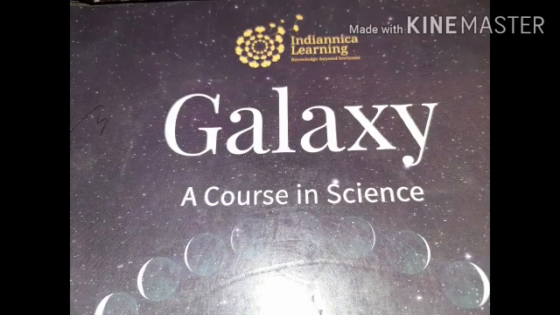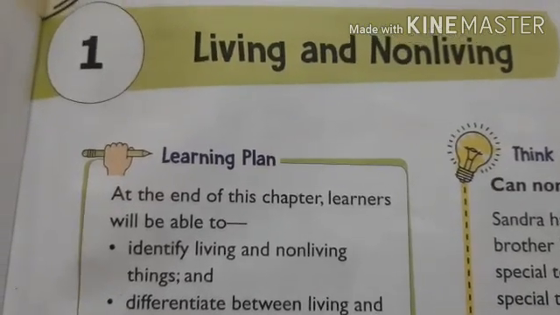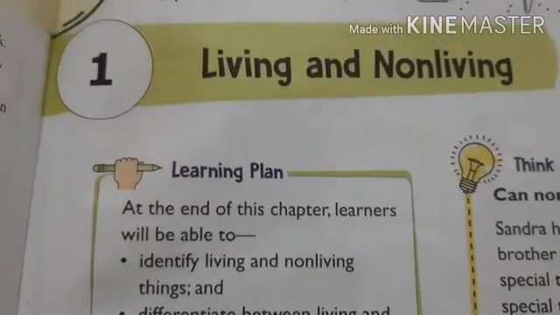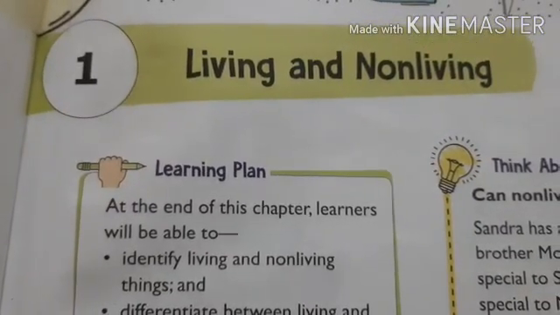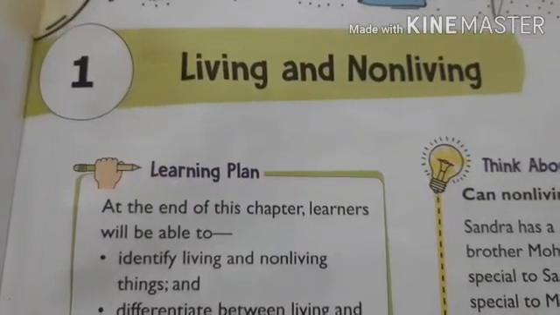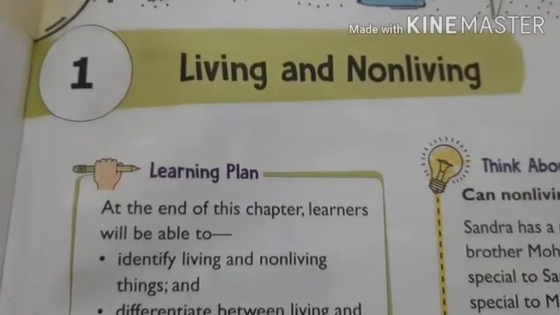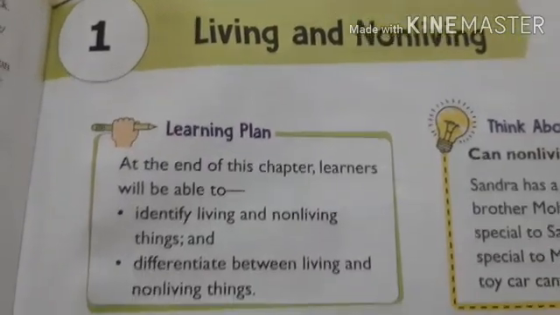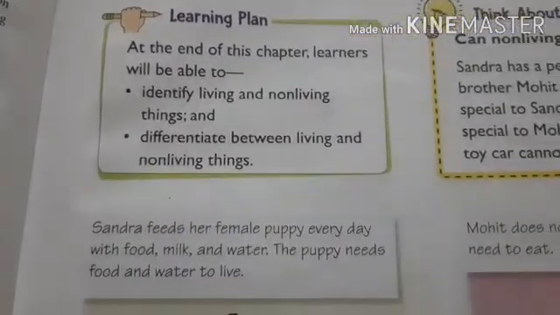This is your Galaxy Science course book and today we are going to start lesson number 1, living and non-living. At the end of this lesson, you will be able to identify living and non-living things and you will be able to differentiate between living and non-living things. So, children, let's start our lesson.